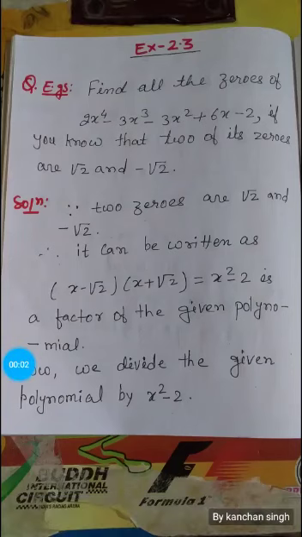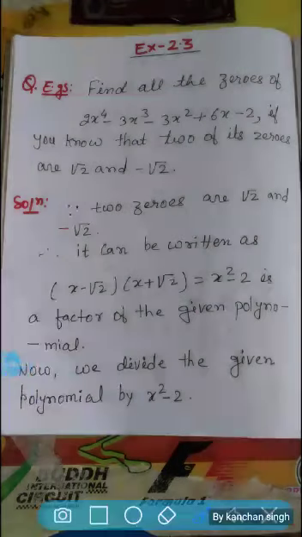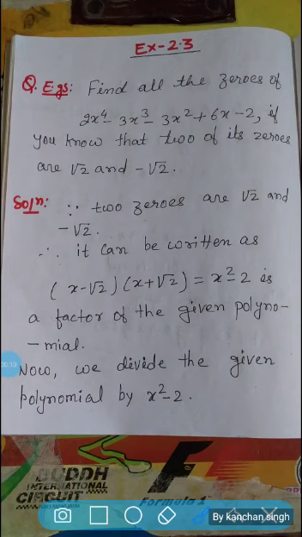Now see, our first question is: find all the zeros of 2x to the power 4 minus 3x cube minus 3x square plus 6x minus 2, if you know that two of its zeros are root 2 and minus root 2. Here we are given the two zeros, root 2 and minus root 2.